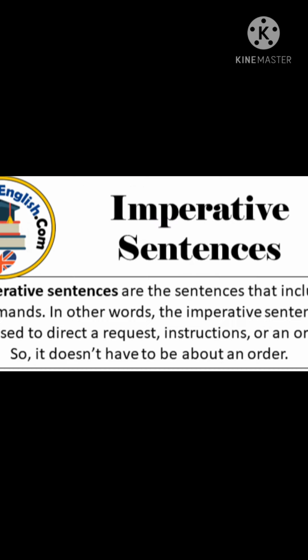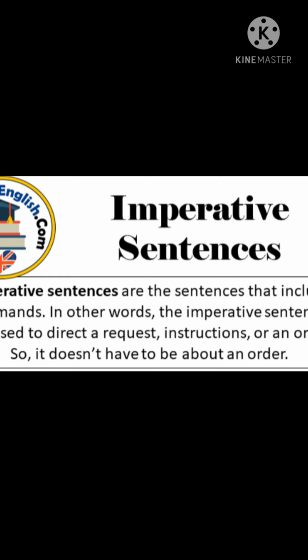Students, now let us see what imperative sentences are. Imperative sentences are sentences that include commands. When we command something, when we order someone, then we use imperative sentences. In other words, imperative sentences are used to direct a request. When you are requesting something, giving instructions, orders, suggestions, advice, or directions, for all these things we use imperative sentences.